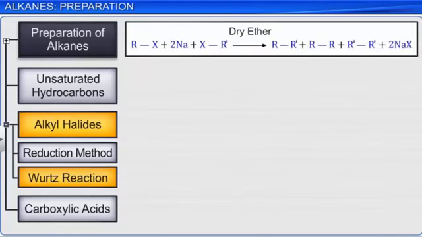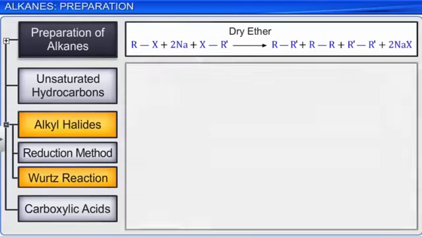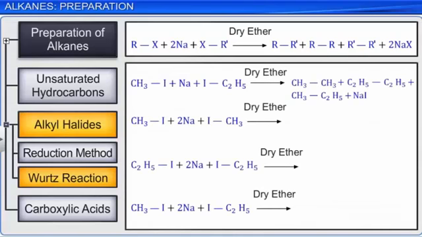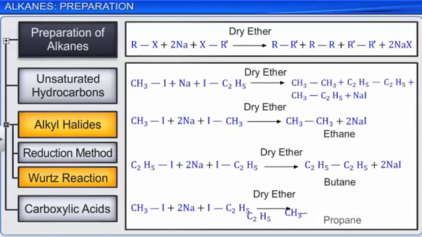It is important to note that when two different alkyl halides are taken, then a mixture of alkanes is produced. For example, the Wurtz reaction of a mixture of methyl iodide and ethyl iodide forms ethane, butane, and propane respectively. As alkanes have close boiling points, it becomes very difficult to separate them from the mixture. Hence, this method is not suitable to prepare the alkanes with odd number of carbon atoms.